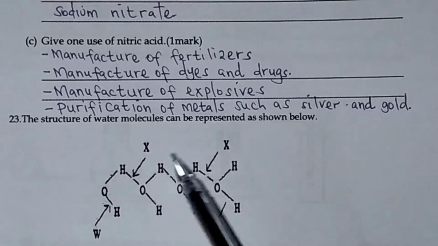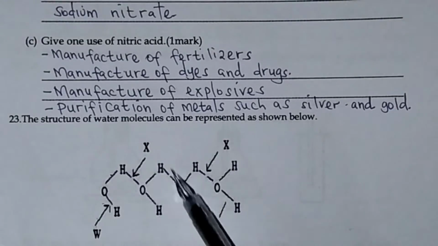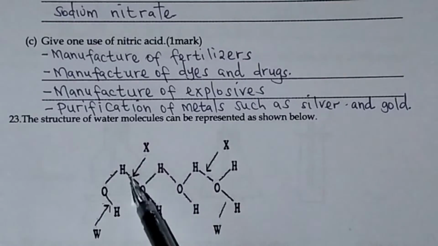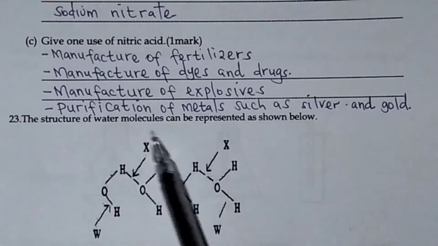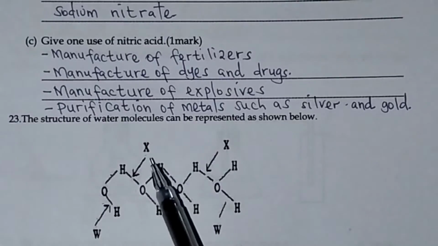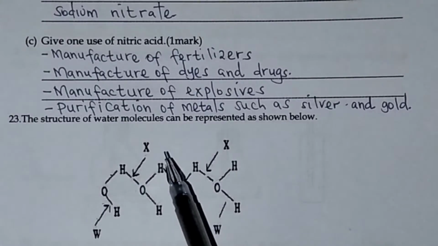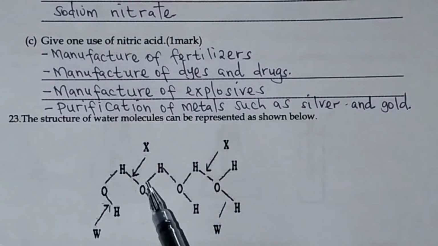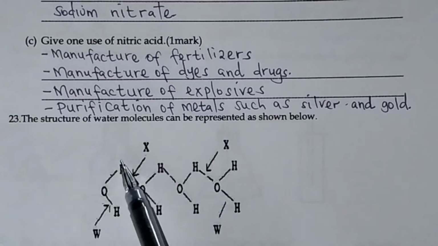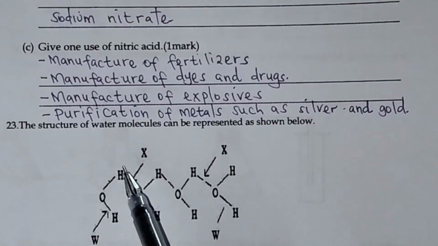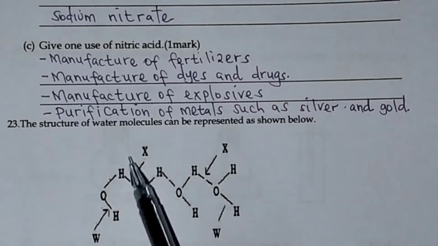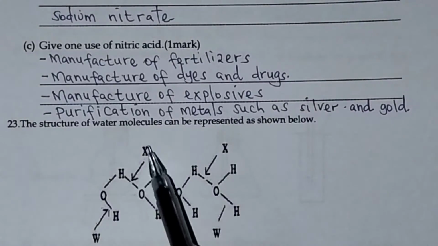So this is another molecule of water. Between this molecule of water and this molecule of water, we have a bond X. This bond X is hydrogen bond. What is a hydrogen bond? A hydrogen bond is an intermolecular force of attraction in which the electropositive hydrogen atom of one molecule gets attracted to an electronegative atom, in our case the oxygen atom, of another molecule. That's another molecule of water. So this is hydrogen bond.